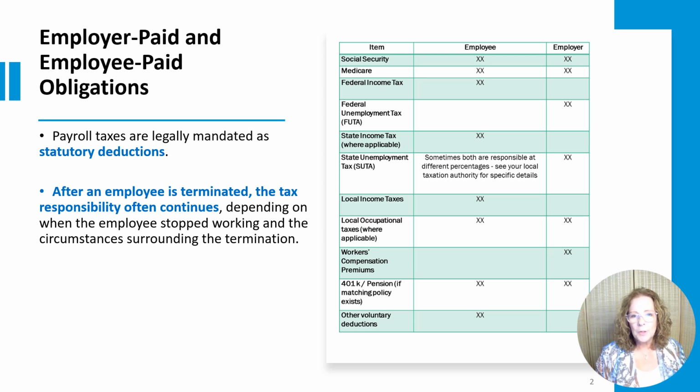Even after an employee's termination, the employer's tax obligation often persists depending on when the employee left and the specifics of the termination. For instance, if an employee resigns, the employer must pay any final amounts owed, file the necessary quarterly reports, and issue a W-2 at year-end. If stock options or restricted stock were granted to the employee, the reporting responsibilities may continue for years after the employee has left the company.